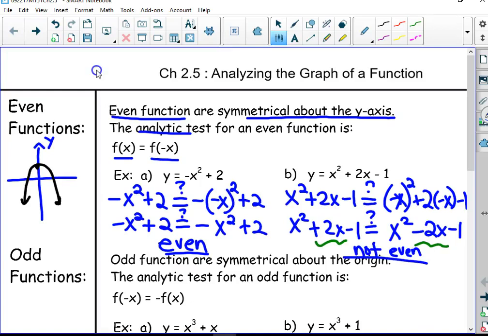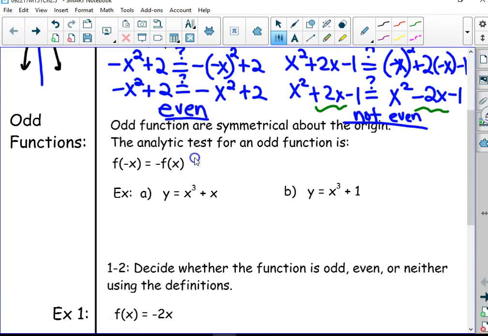Okay, on to odd. It's a real similar idea. They're symmetrical about the origin. Probably the easiest odd function to see is just plain old x to the third. Symmetrical about the origin means that we have basically two separate reflections. If you look at the upper right quadrant of the graph of x to the third, if you flip it over the y-axis and then flip it over the x-axis, you will absolutely get a reflection about the origin.